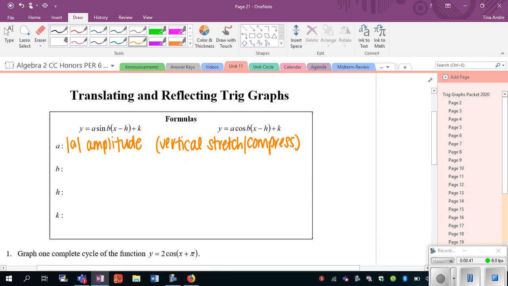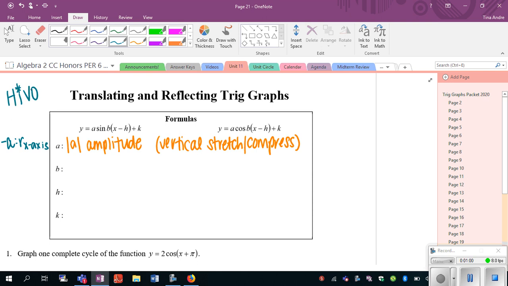If we have a negative a value, remember that that means that we have a reflection over the x-axis. So that tells us a vertical flip when we think about our acronym HIVO, vertical outside. So the negative on the outside tells us a reflection over the x-axis.